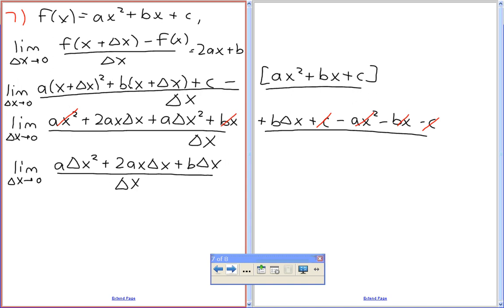Patrick, what do you do now, please? Take the limit as delta x approaches 0. A delta x plus 2ax plus b equals 2ax plus b. Isn't that beautiful?